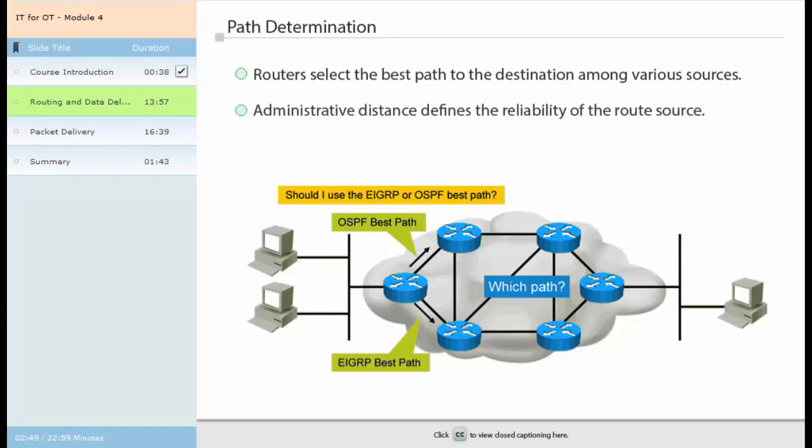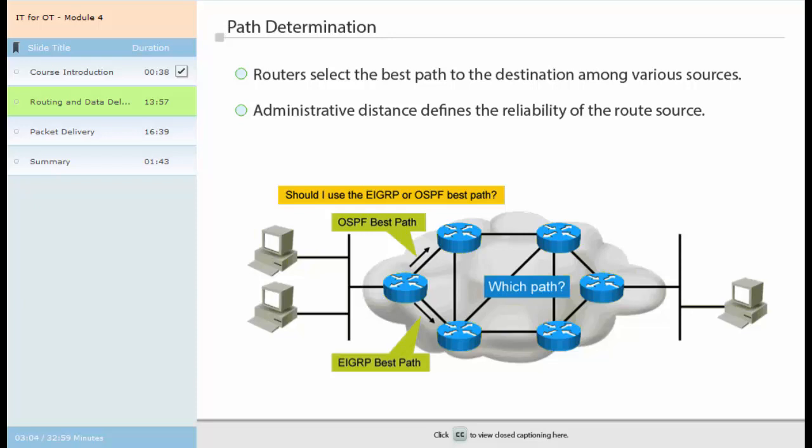Administrative distance is the feature that routers use to select the best path when there are two or more equal routes to the same destination network from two routing protocols. Administrative distance defines the reliability of a routing protocol.